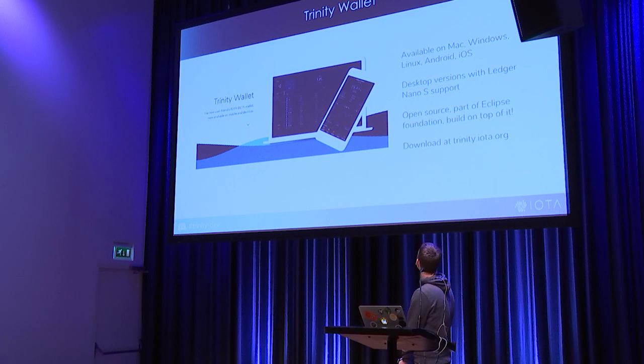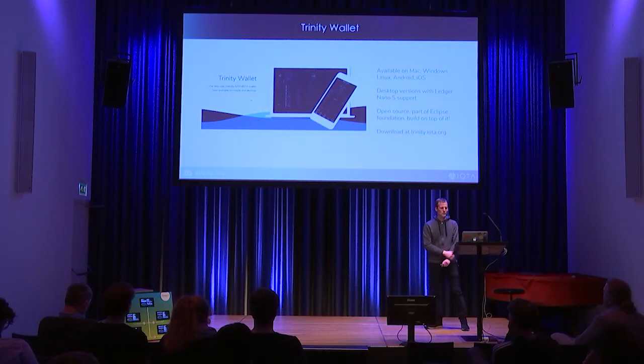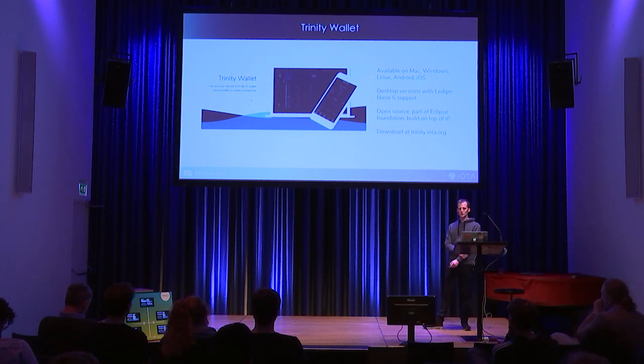Another thing we released this year is the Trinity Wallet. I guess most of you know about this. It's both a mobile and a desktop wallet. It's available for Mac, Windows, Linux, iOS and Android. Get it at trinity.iota.org. It also supports the Ledger Nano S that was recently added, and the cool thing about this part of the project is that it's part of the Eclipse Foundation. It's completely open source. Build on top of it as you like, monetize it if you want to. But yeah, you can even build your own Trinity-based wallet solution for certain use cases.